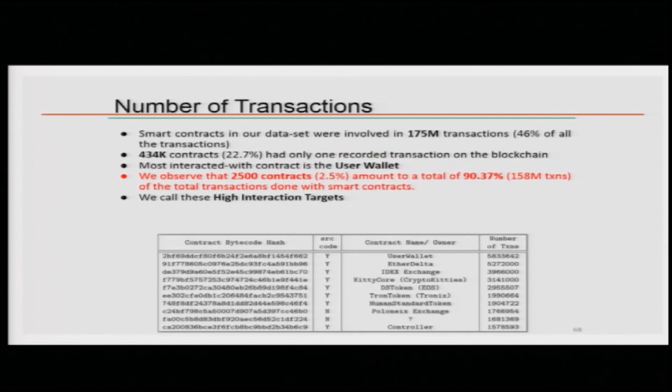And we saw that smart contracts in our data set were involved in 175 million transactions, which is 46% of all transactions. And we found that 2,500 contracts are responsible for 90% of the transactions. So if it's not 100, it's still only 2,500 contracts doing most of the transactions, which means most of the accounts are excluded.